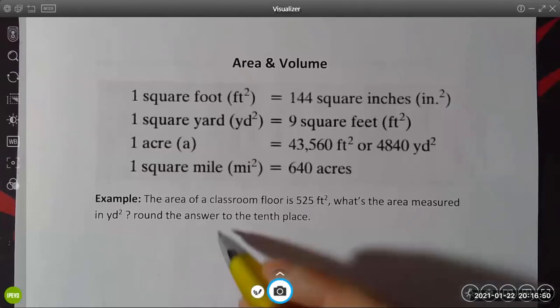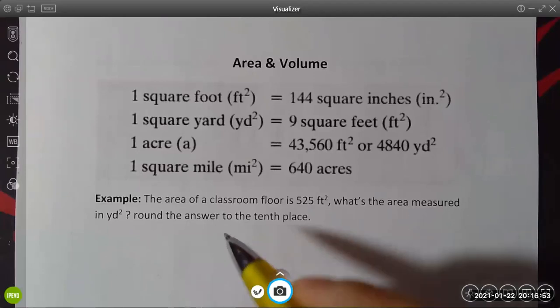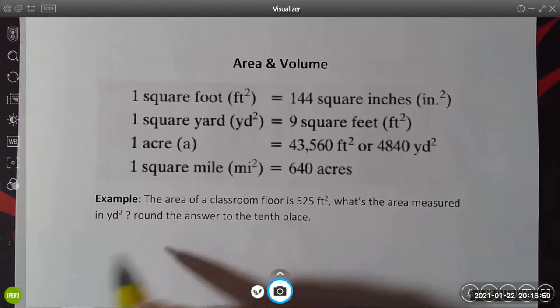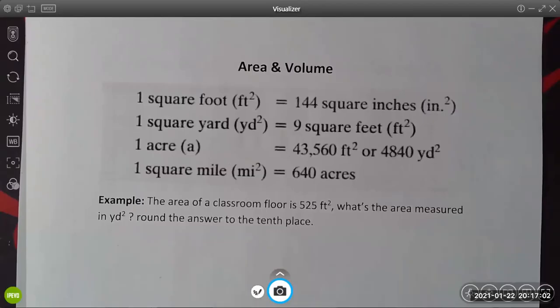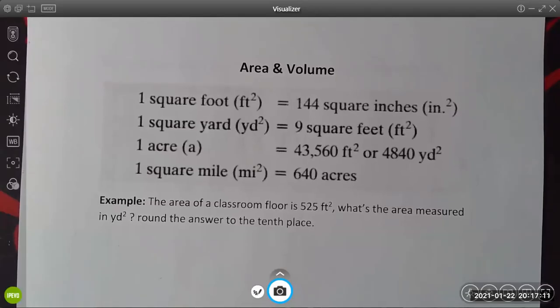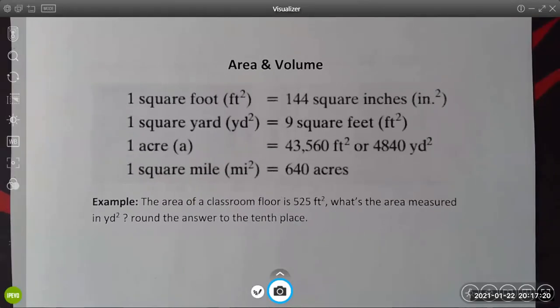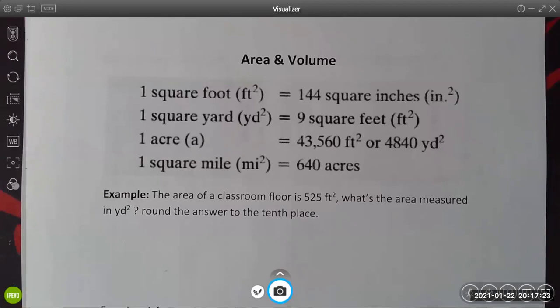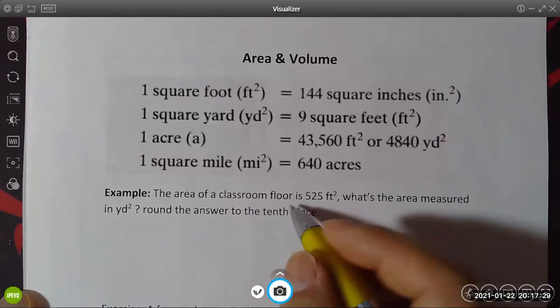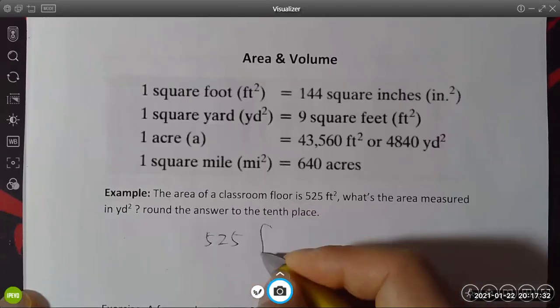Okay, let's look at this. The area of a classroom floor is 525 square feet. What is the area measured in square yards? Whenever we talk about area, the unit will have square, like square miles for the size of a country or nation, square yards for a playground, for example, square feet for a classroom floor, and where appropriate, the size of the unit, but they all have a square. Square represents an area unit.